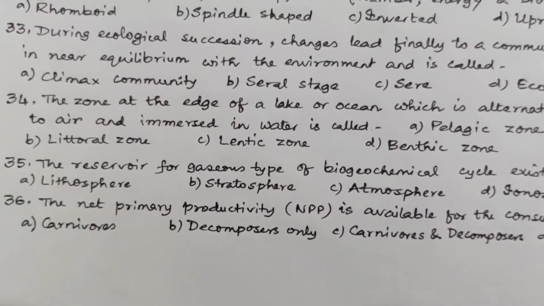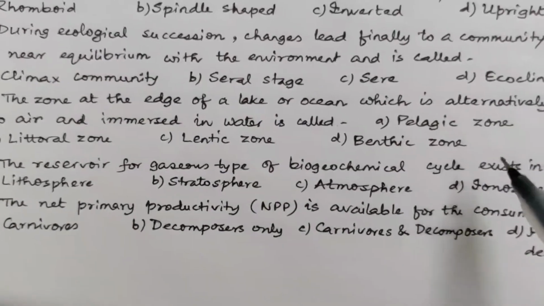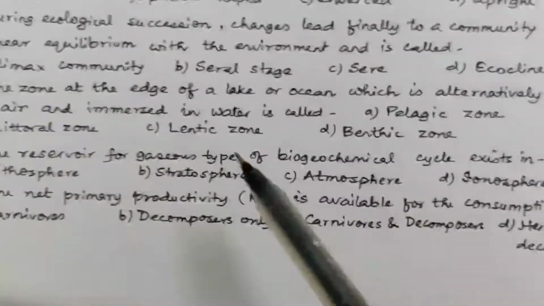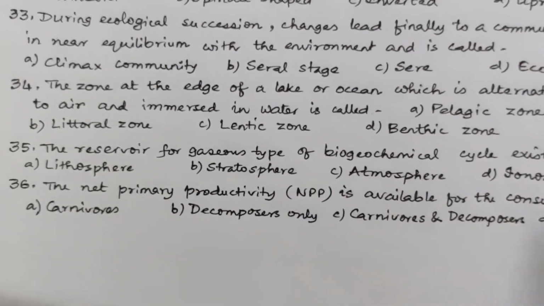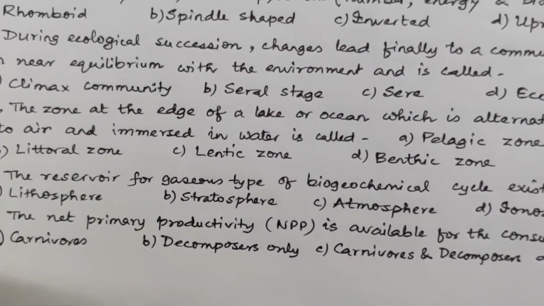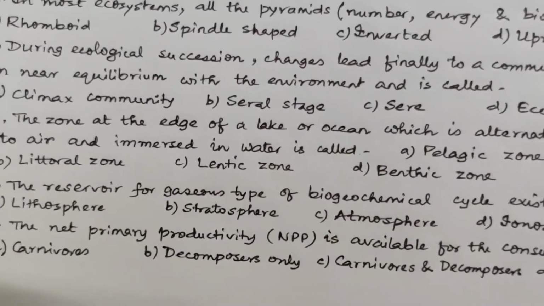The net primary productivity NPP is available for the consumption of herbivores and decomposers. So these are 36 questions which we have solved.